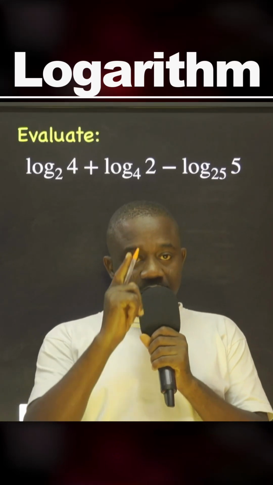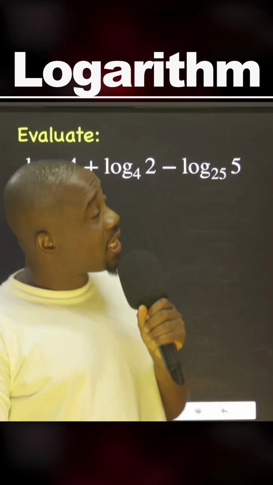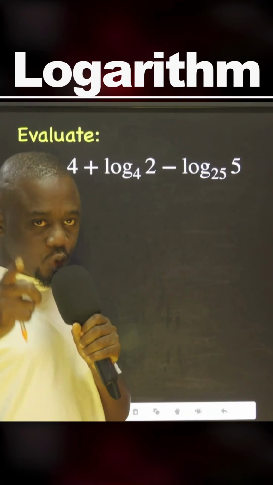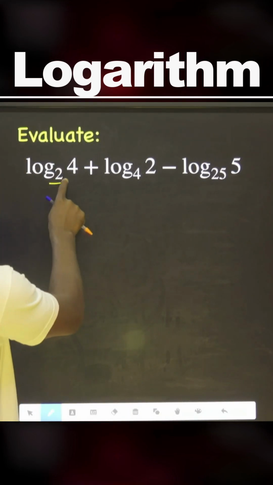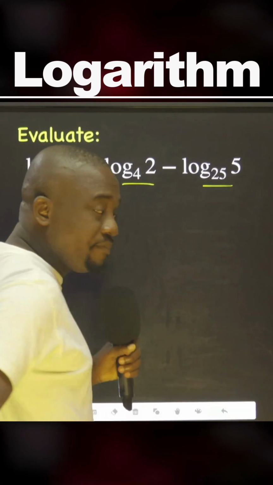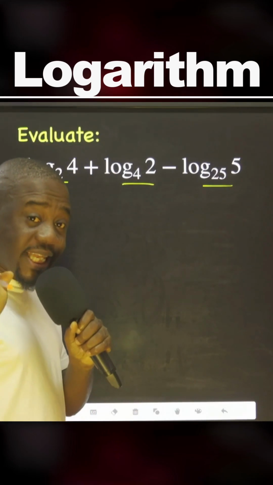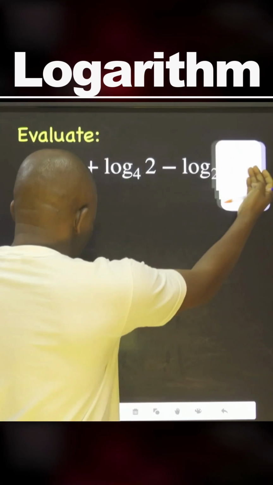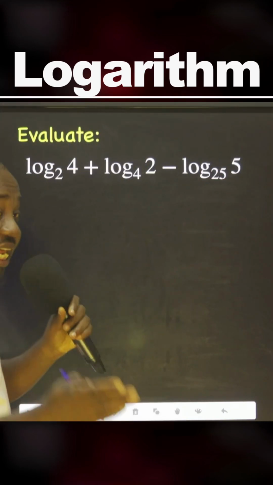Now, let's look at this. It says we should evaluate this. The first thing you should look at is the base. Are they the same? No. Because they are not the same, you can't join them together. We have to approach them individually.